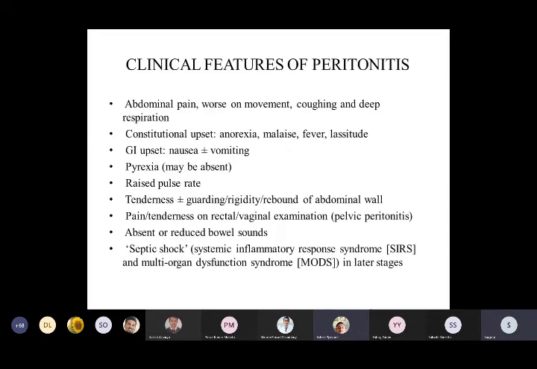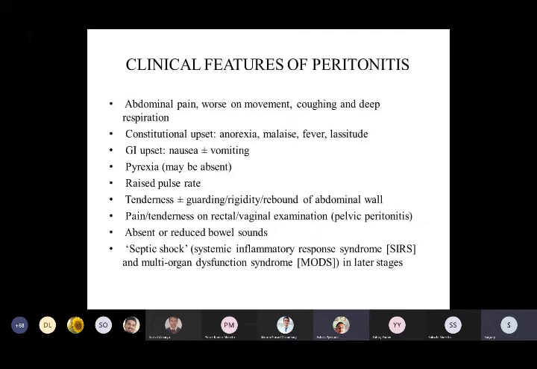Its clinical features are abdominal pain that is worse on movement, coughing, and deep respiration, and constitutional effects, that is anorexia, malaise, fever, lassitude, and GI effects, that is nausea with or without vomiting. Pyrexia, that is fever, raised pulse rate, that is tachycardia, and tenderness with or without guarding, rigidity, and rebound tenderness.